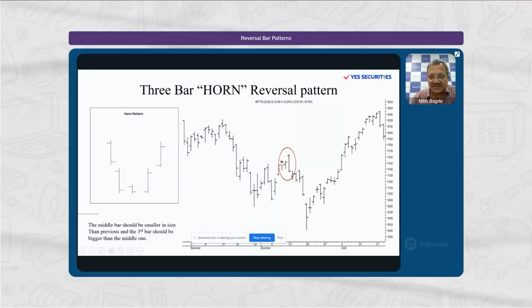Here you can see this is the first bar, the second bar is inside bar, the third bar is outside bar. After the low is taken out, the index started falling. Earlier the direction was up and this direction got changed to down after this pattern. So this is 3 bar horn pattern. Recently it has come into Nifty and today only it failed also. So sometimes it will fail, but most of the time, generally speaking, it will work.